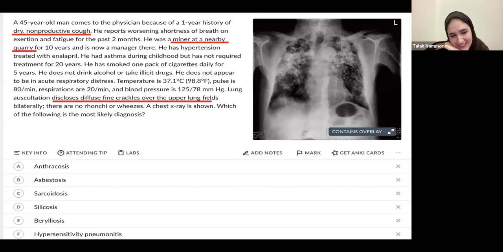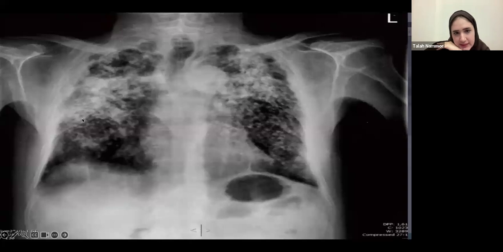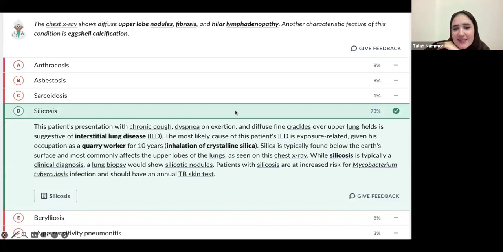Aspergillosis. These minerals are both miners. That's true. Let's see. So we can see how it's everywhere. It's silicosis. Why is it silicosis?